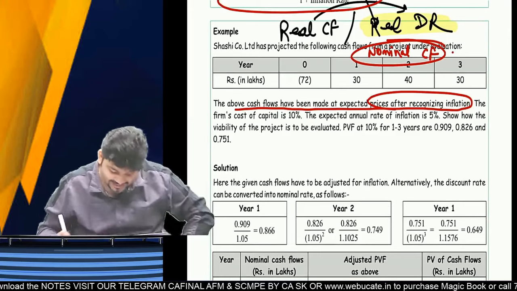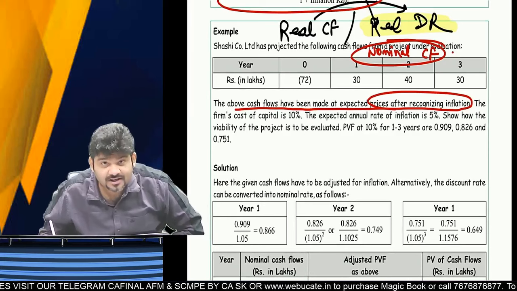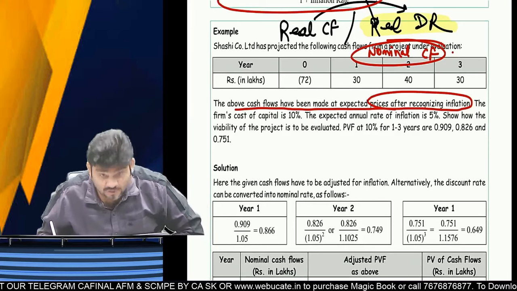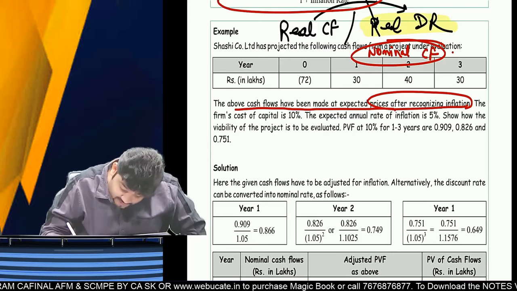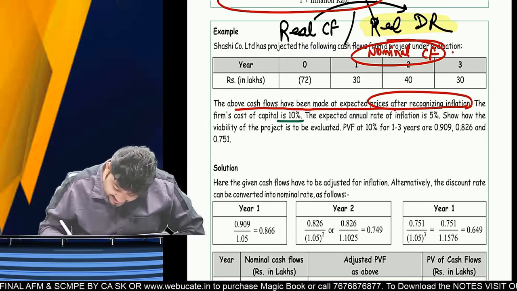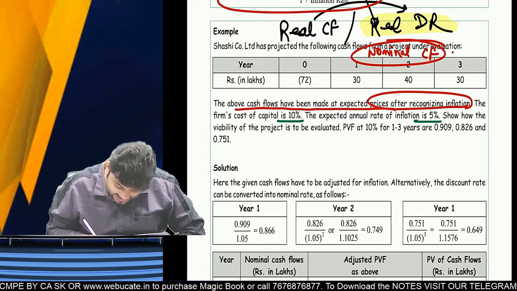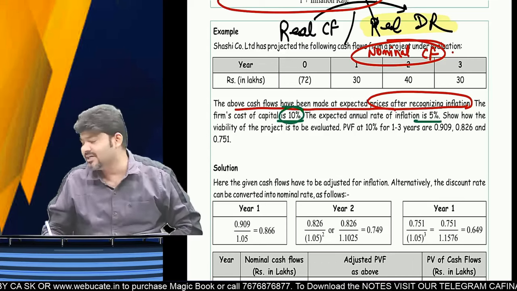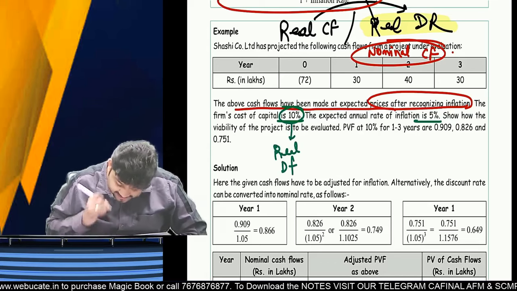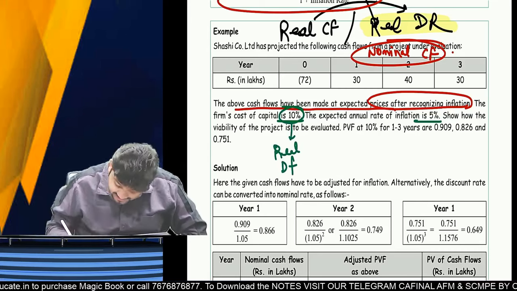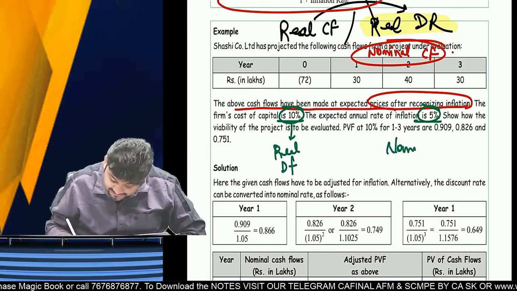Now tell me, the company's cash flows are what, nominal or real? Sir, it is nominal cash flows. How did you come to know? After recognizing inflation. The firm's cost of capital is 10%. Expected inflation rate is 5%. Now, can I discount it directly by 10%? No, because this is the real discounting factor. We need the nominal discounting factor.